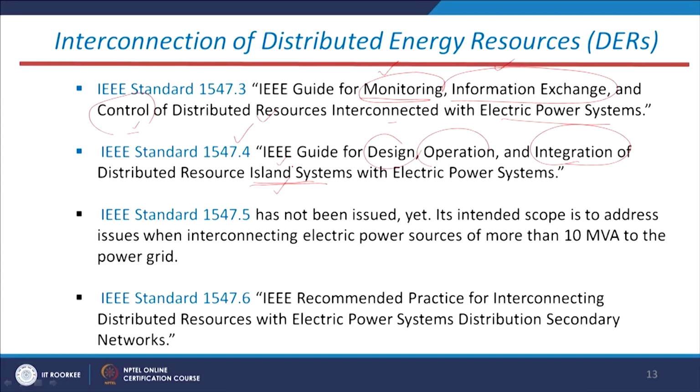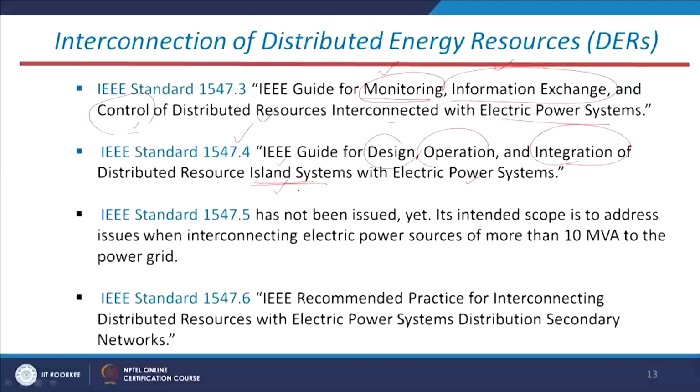A microgrid is a part of the smart grid system. This microgrid is basically connected to the main grid. If the main grid is absent, then during that period the microgrid is islanded from the main grid. That is what an island system is; it is disconnected from the main grid. So, the design, operation and integration of distributed resources island systems are discussed in our fourth standard.